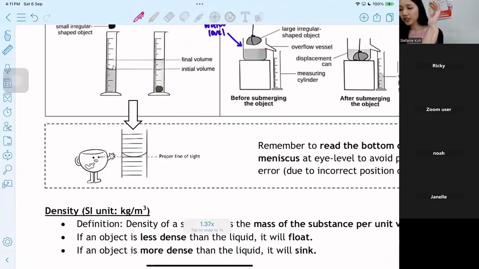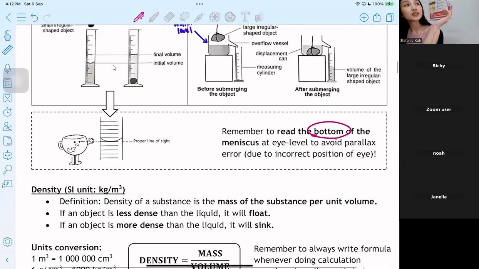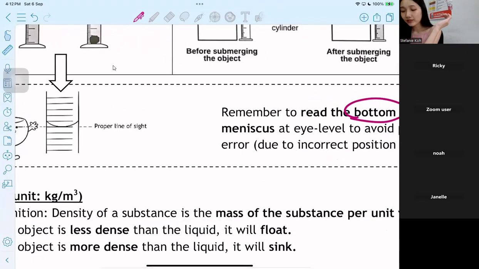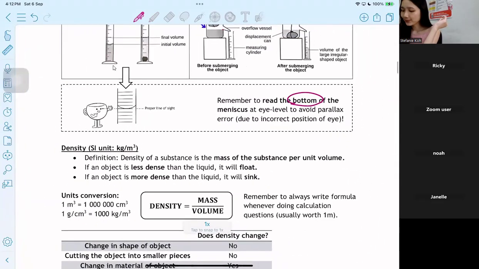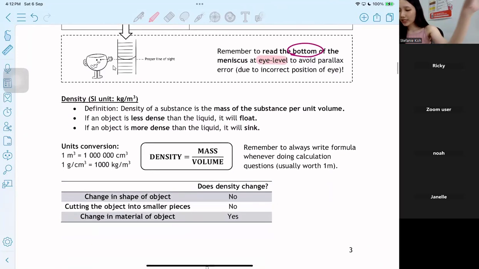Then just take note for the measuring cylinder, how to read the bottom of the meniscus. The bottom means the bottom of the curve. Then of course we always read at eye level to prevent or reduce parallax error. Next. Okay, this one measured already, right?